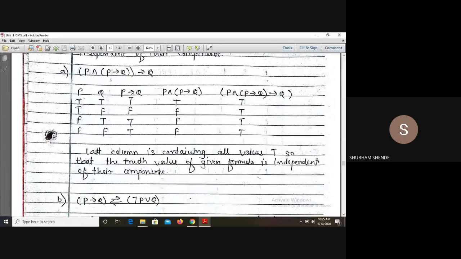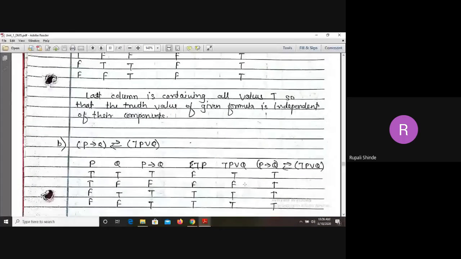Six columns. Tell me the columns: P, Q, negation P, P conditional Q, negation P or Q, and the full statement in the last column. That is P conditional Q, which is the same as negation P or Q.